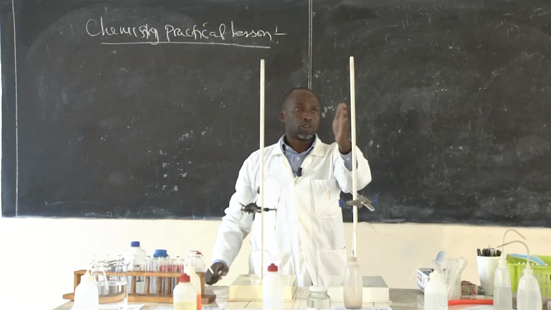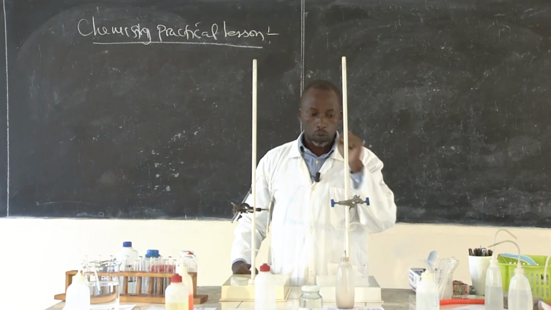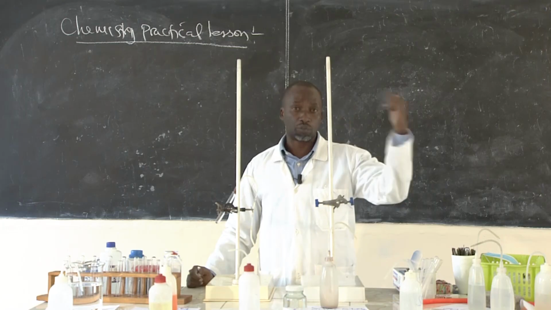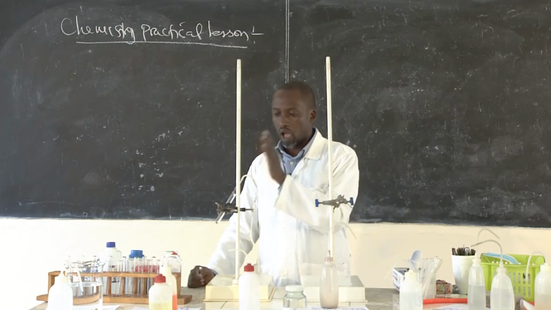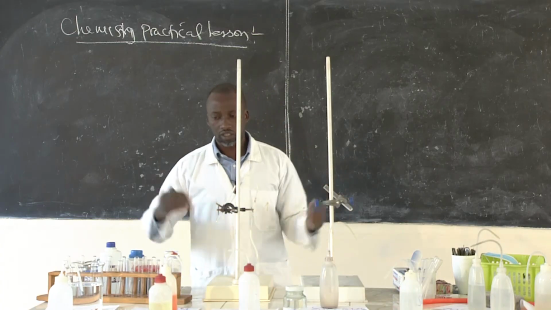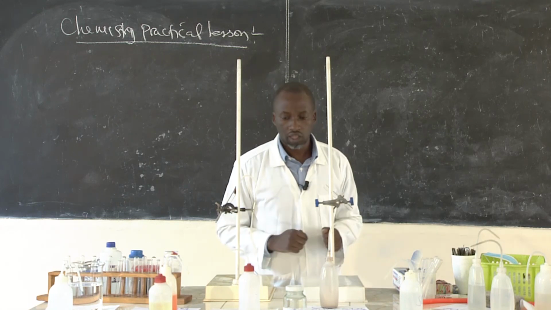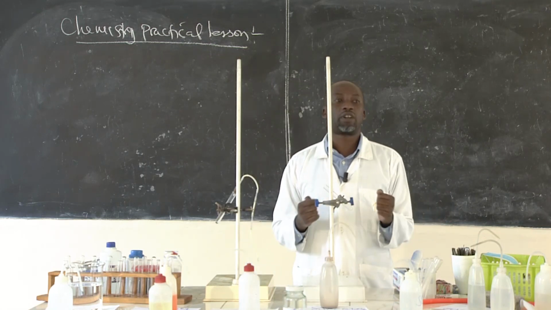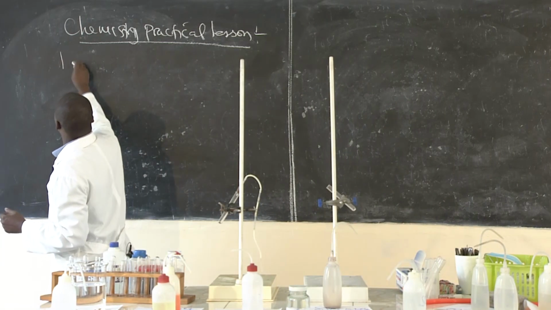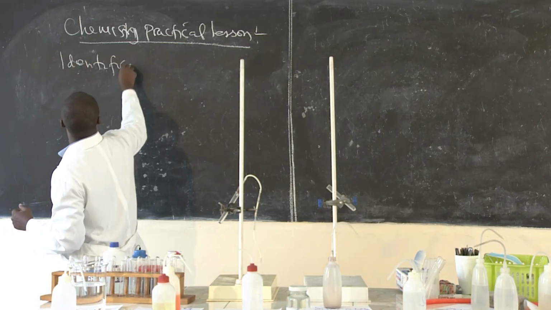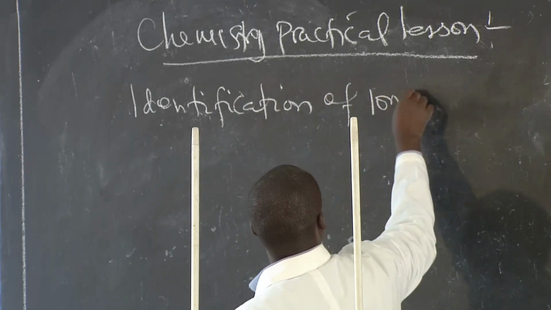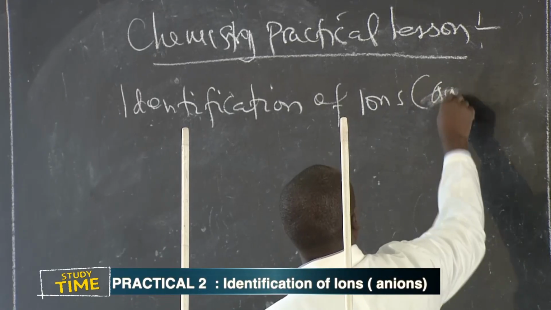A chemistry practical lesson. You remember, last time we talked about the identification of cations. I hope you still remember in the previous series, we were identifying the different cations. This time around, we are not going to repeat the cations, but we are going to do some testing of different ions. So we are going to identify different anions. This time we are looking at the anions.